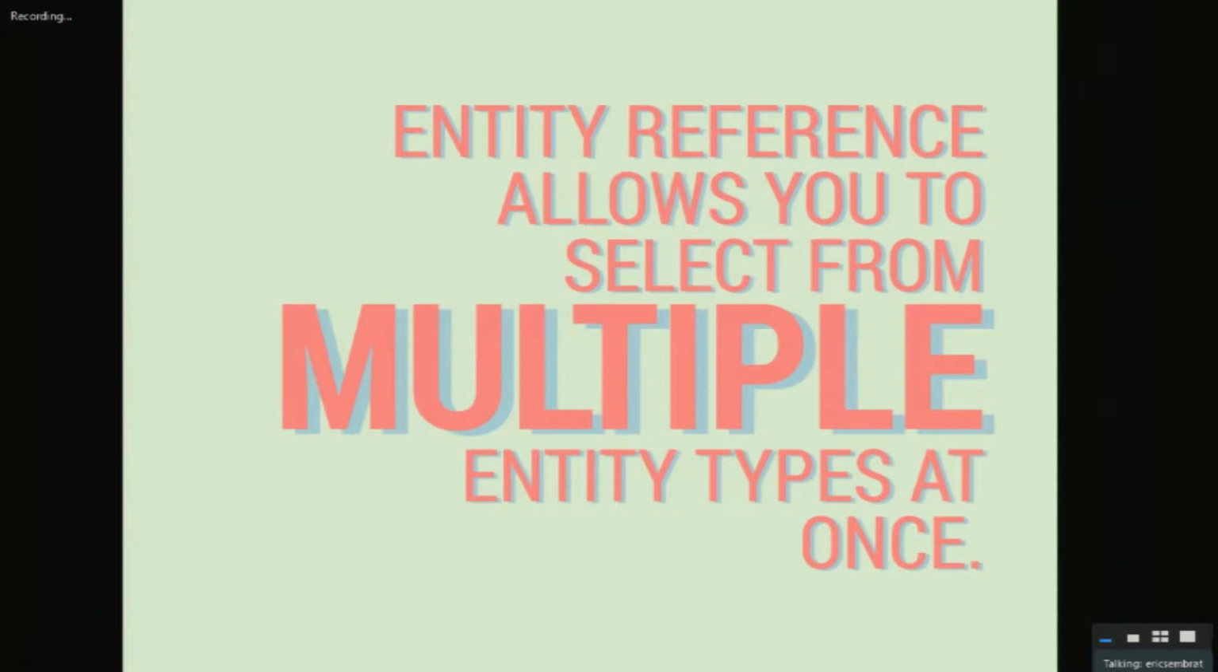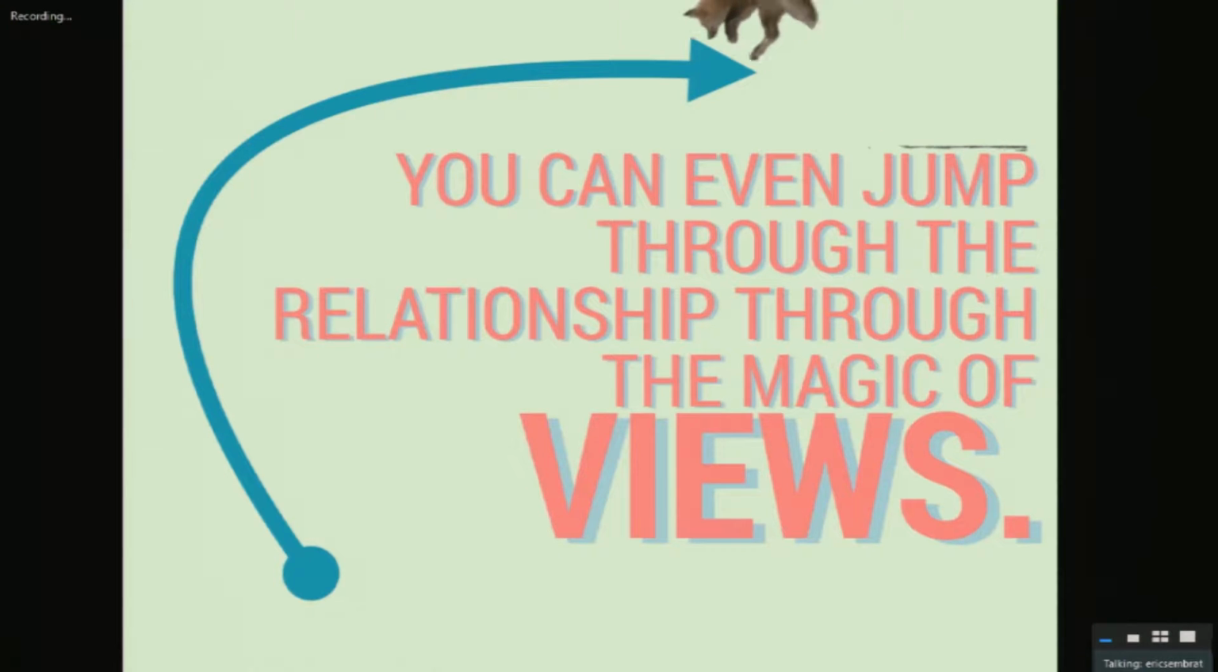Entity reference allows you to create that one to N, or one entity can reference multiple pieces of content on that field. And then of course, using the magic of views, you can jump through that relationship if you want to go through and find that field or find a piece of content within that reference entity.